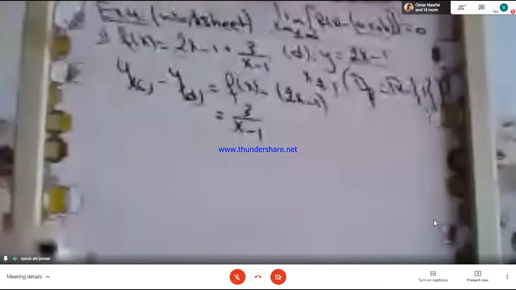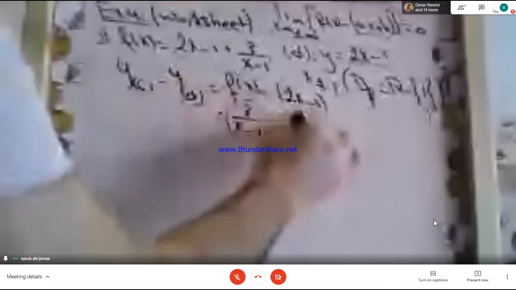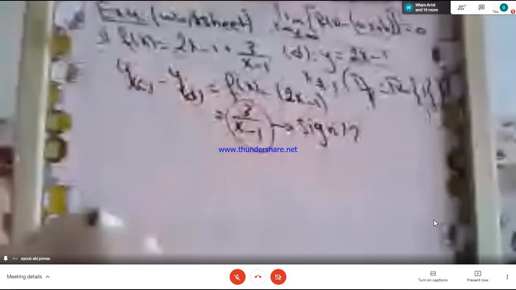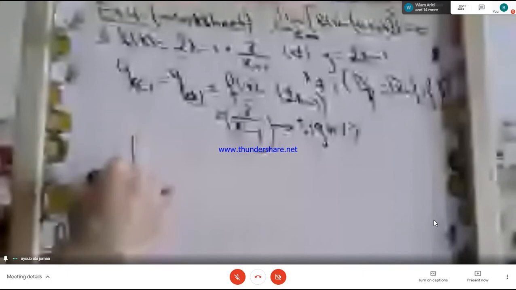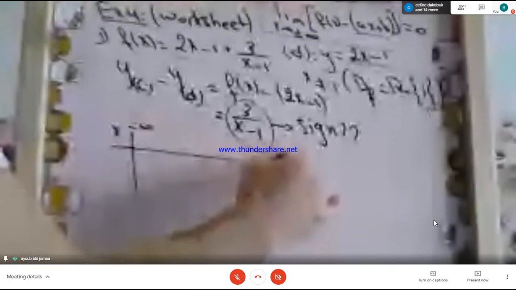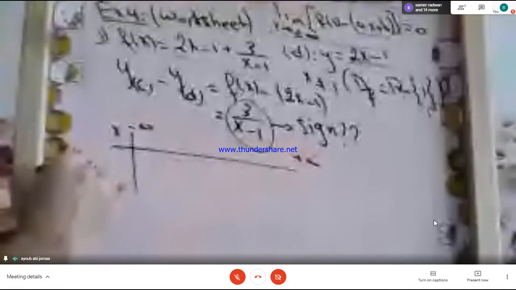Okay. You have to study the sign of this expression. Determine where it is positive, where it is negative, according to the values of x. Okay. To do that, we draw a table. Values of x from negative infinity to positive infinity, and yc minus yd.